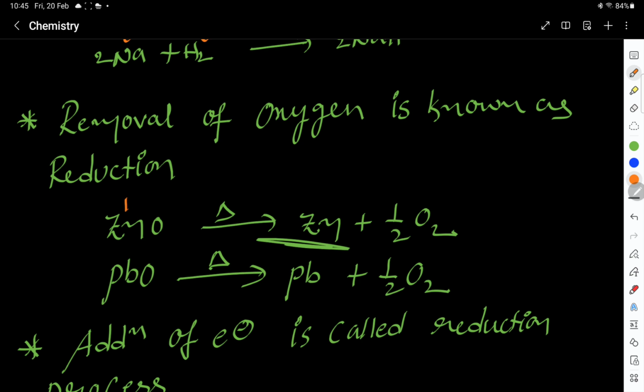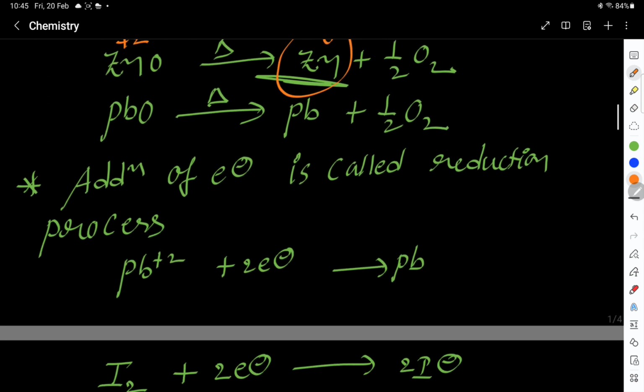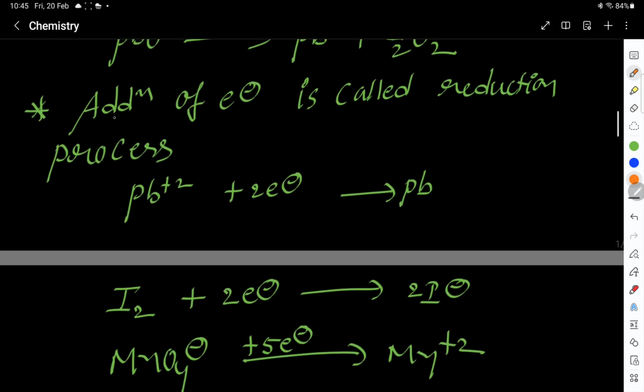A removal of oxygen is known as reduction. What is the oxidation state of zinc? +2. Here what is its oxidation state? 0. So here the oxidation state is decreasing from +2 to 0. Therefore this is a reduction process. And we also said another thing: addition of electrons is called reduction. Let us check. Its oxidation state is +2. This has become 0. From +2 to 0, this is a decrease in oxidation state. Therefore, this is also a reduction process.